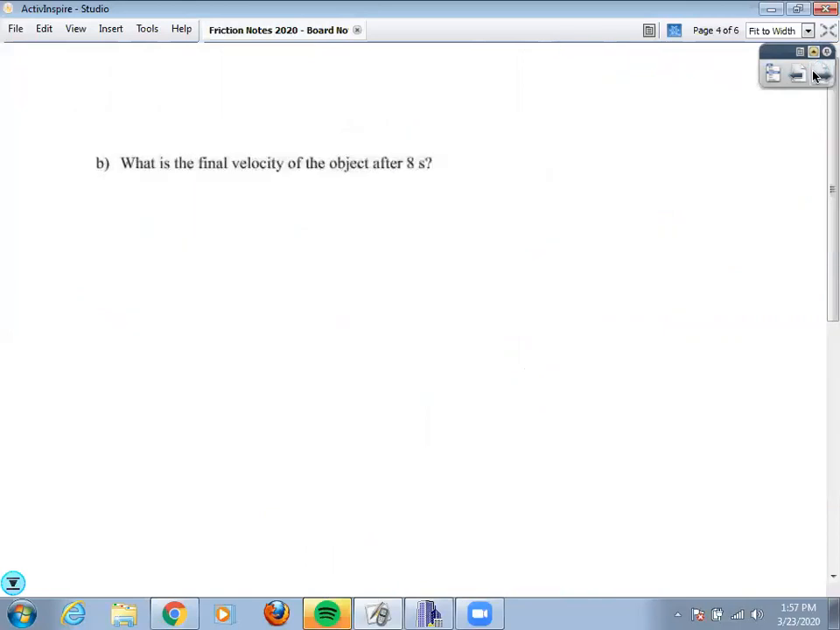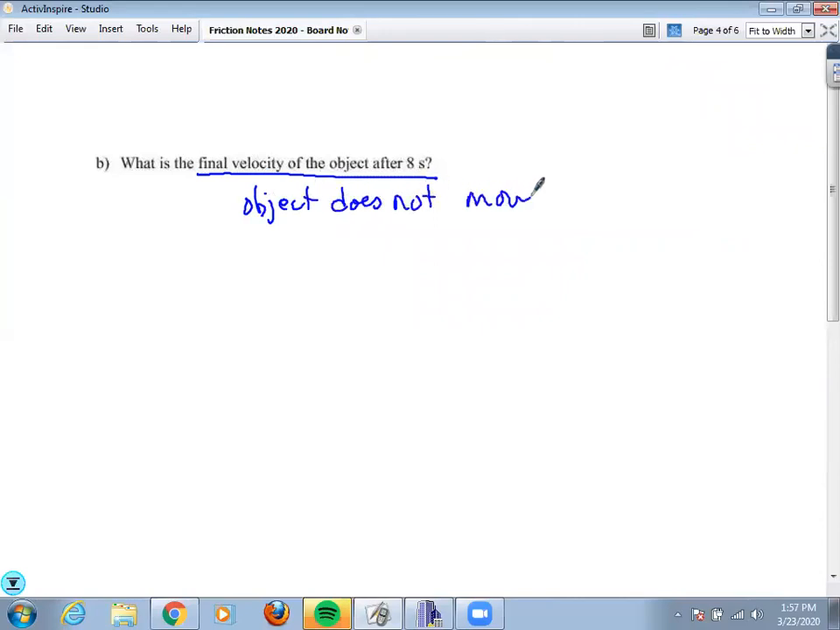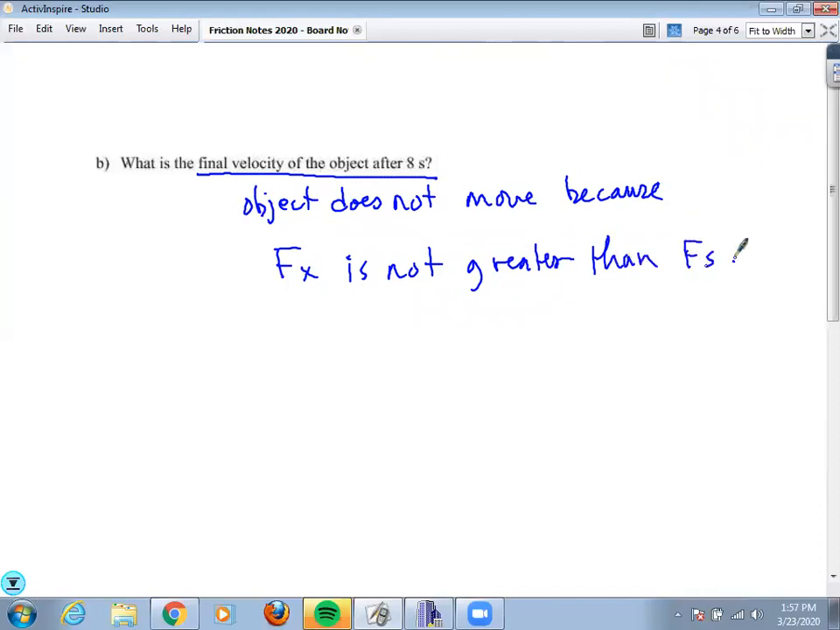So this question here is kind of irrelevant. What is the final velocity of the object after 8 seconds? The object does not move, because Fx is not greater than Fs. So the Vf would equal 0 meters per second. You'd be pushing on that thing for 8 seconds and it wouldn't move.